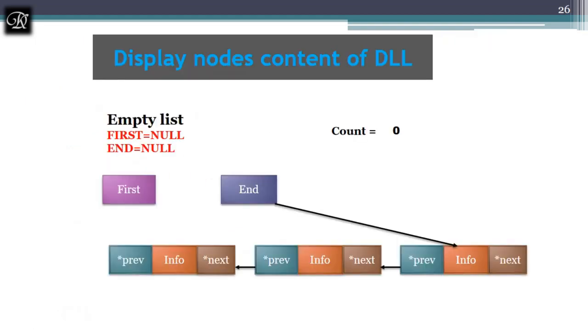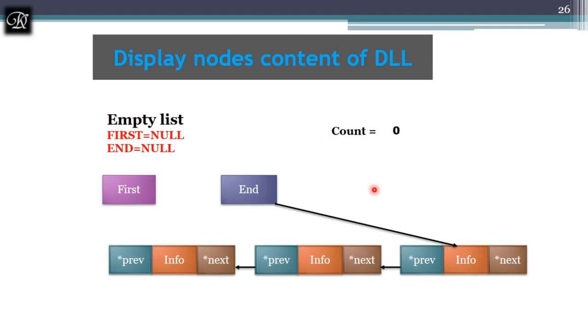Next, how to display. Again, in display there are two cases. There can be an empty list, or how to get the empty list. We have seen the conditions. If first is pointing to null, then it's an empty list. If first is not pointing to null, then the list has at least one node, or more than one node.